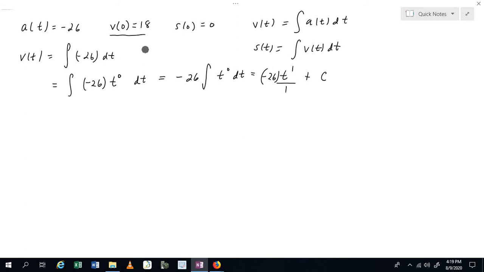Because we're told this initial condition, we're able to solve for c, the constant. We're told that v evaluated at 0 is 18. If you plug a 0 in for t in the velocity function, you just get c. So v evaluated at 0 is just c, and that means c has to equal 18. So we know this velocity function is negative 26t plus 18, because c must be 18 in order to satisfy this initial condition. So this is our velocity function.